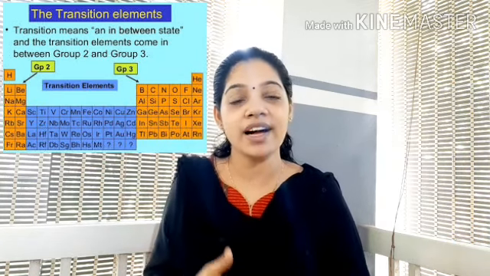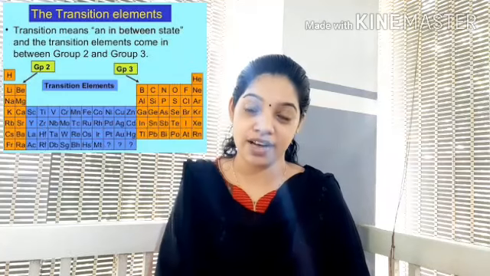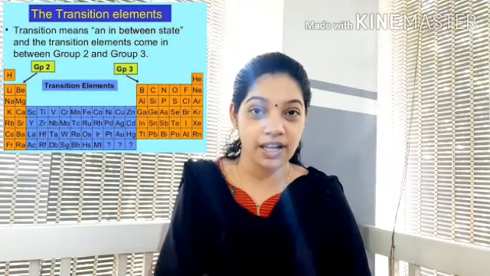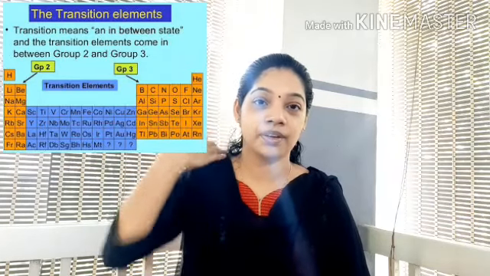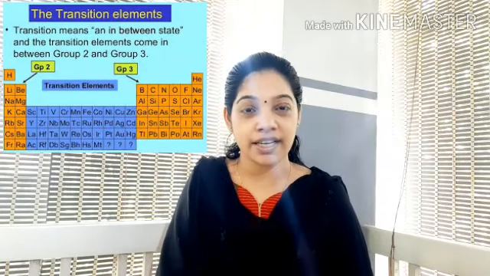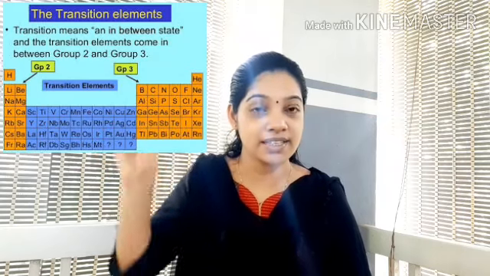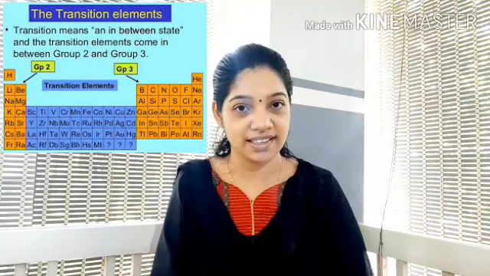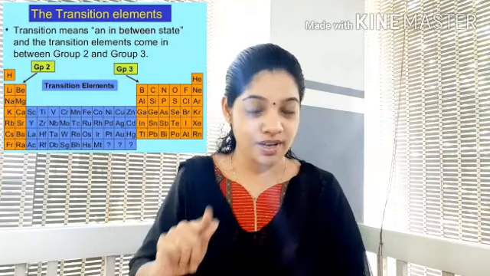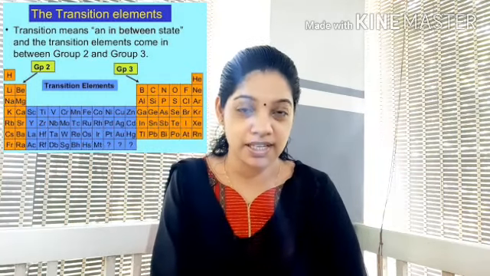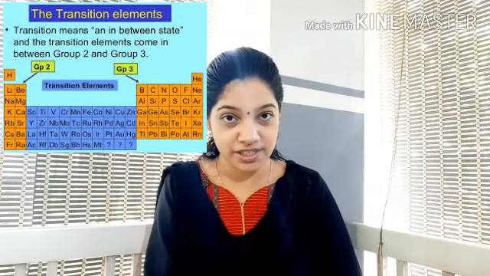Now we consider the number of periods in the transition elements. Horizontal rows we call periods. There we are studying mainly 4 periods in the transition elements. There are mainly 4 transition series. We know that from group 3 to 12 we call them transition elements. So there are mainly 4 transition series.